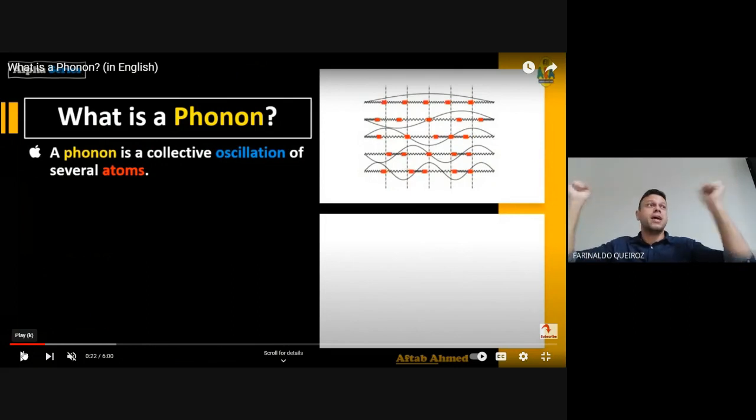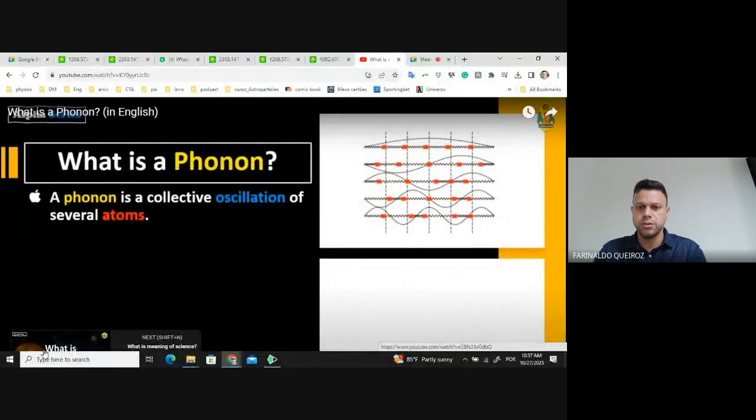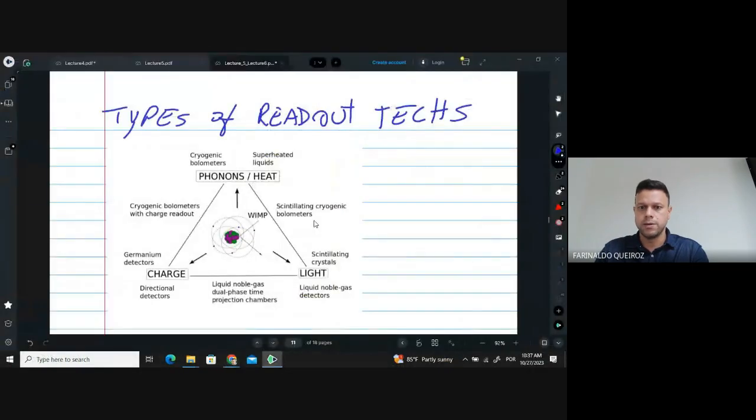When this lattice of atoms vibrates, it heats up, and the temperature of the lattice increases. So something hits the lattice, it vibrates, this vibration produces heat, and you measure the increase in temperature of the lattice. So it's called heat or phonons, which is what I was showing you before.